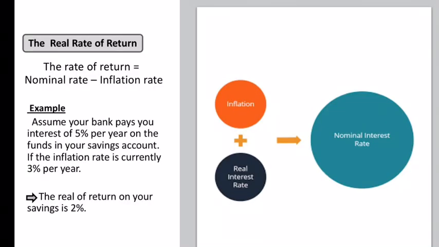Firstly, we will begin with the real rate of return that accounts for the inflation rate. In this case, the real rate of return equals the nominal rate minus the inflation rate. For example, assume your bank pays interest of 5% per year on the funds in your savings account, and the inflation rate is 3% per year. The real rate of return on your savings is 2%, which means that the real value of your savings only increased by 2% during a one-year period.